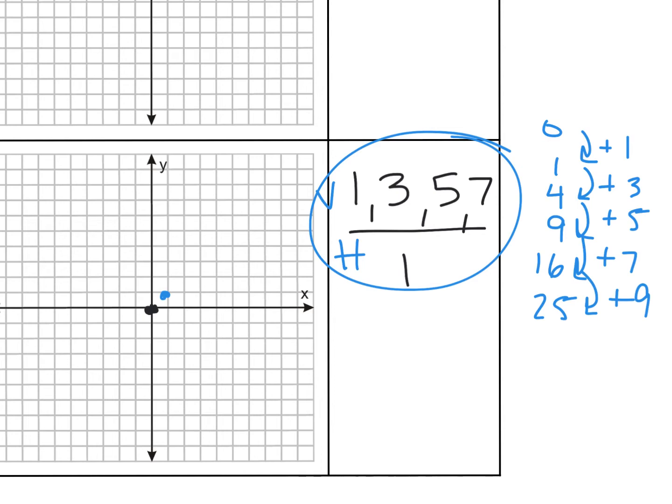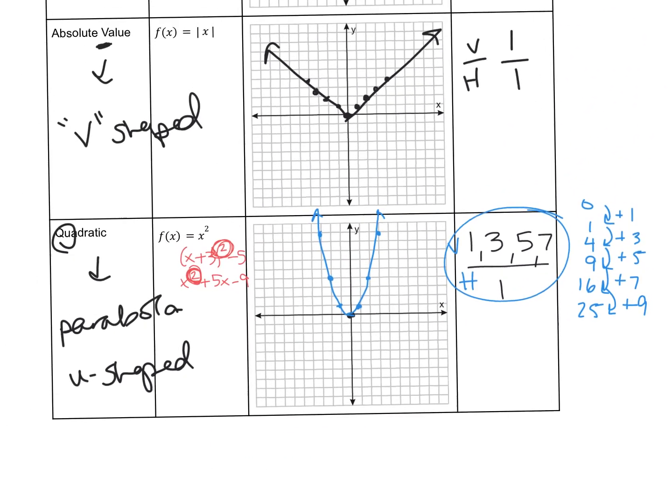Now the next time, I need to go vertically 3, 1, 2, 3, and horizontally only 1 again. Then the next time, I'm going to go vertically 5, 1, 2, 3, 4, 5, and over 1 again. That same pattern is going to occur symmetrically on the other side, which is going to create this U-shaped parabola for our graph. You might have to listen to that one again, but just take good notes, and I think you will be okay.